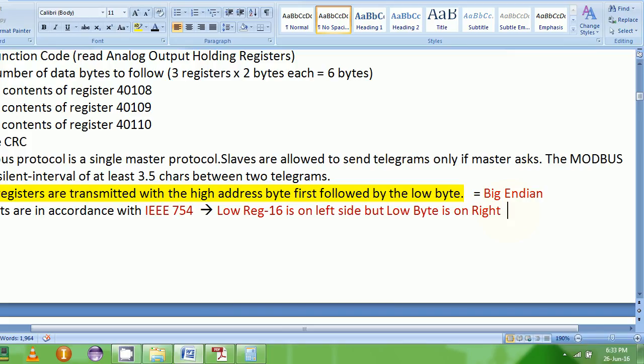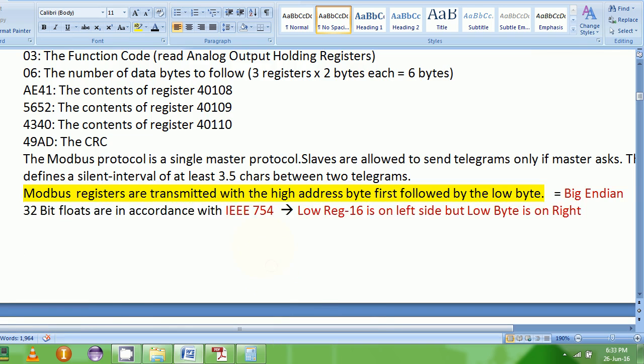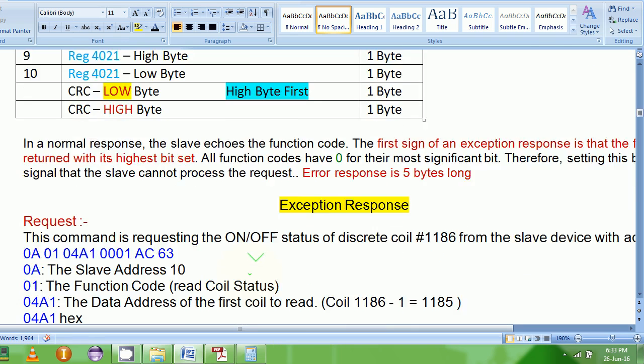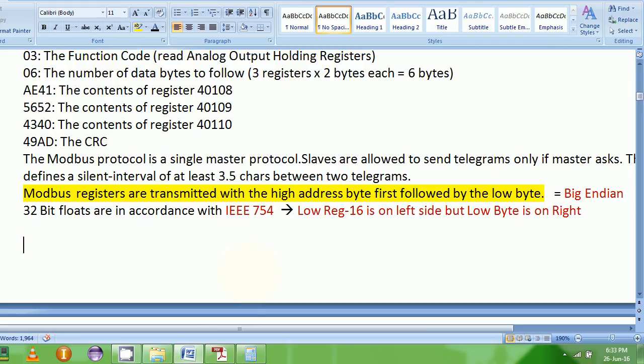And yeah, there's one thing I wanted to mention. Modbus is big endian in nature. What does that mean? It means that Modbus registers are high address byte first. If you are not somebody very much in depth in electronics, just know that Intel CPUs are little endian. It's not Indian, it's endian.